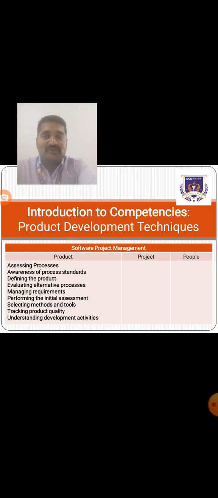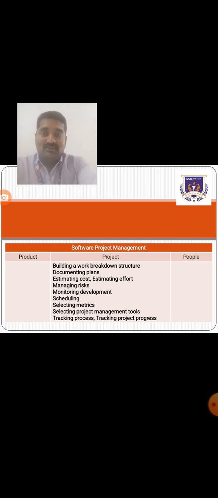Then tracking the product quality. Depending on the methods and processes we follow for developing our product, we have to keep track of it. Only then can we know whether the development process is moving in the right direction or not. That too, completely looking at the product, process, and people also. Understanding the development activities, how it is moving on. Then the product part is completed.